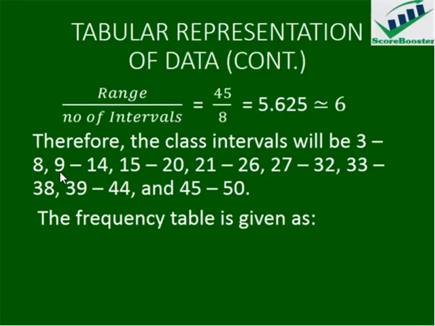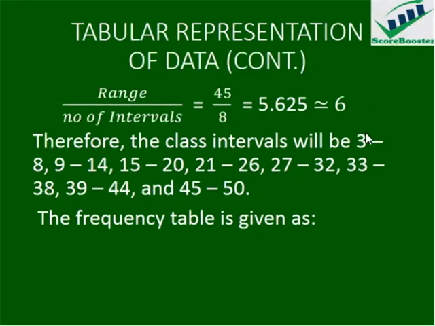The second class will start from 9. It will have 6 class widths, which will be 9, 10, 11, 12, 13, 14. So the second class will be 9 to 14. So we check the others in the same way. The third class will start from 15. We use 6 as the class width. It's going to stop at 20. The fourth one, 21 to 26. The fifth one, 27 to 32. The sixth one, 33 to 38. The seventh, 39 to 44. And the eighth, 45 to 50.